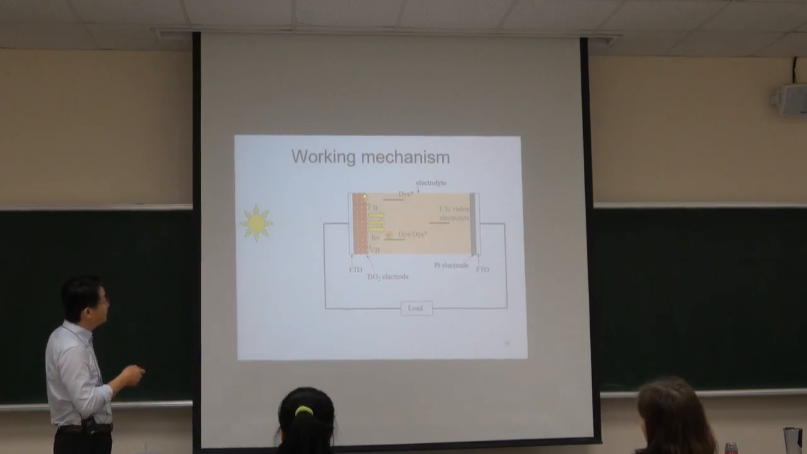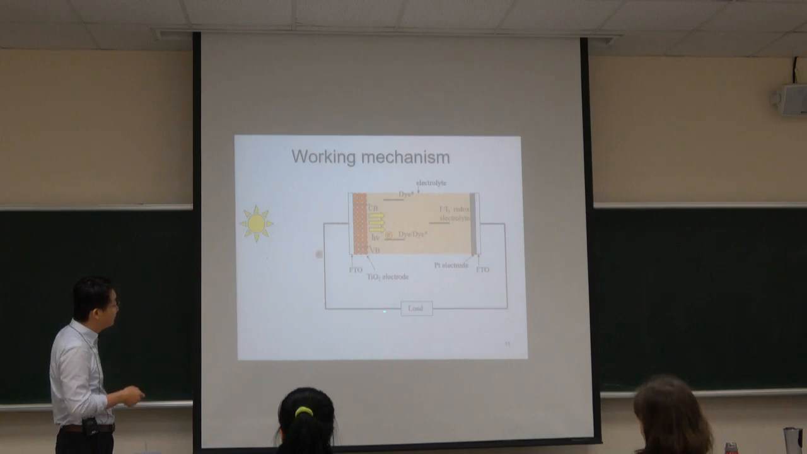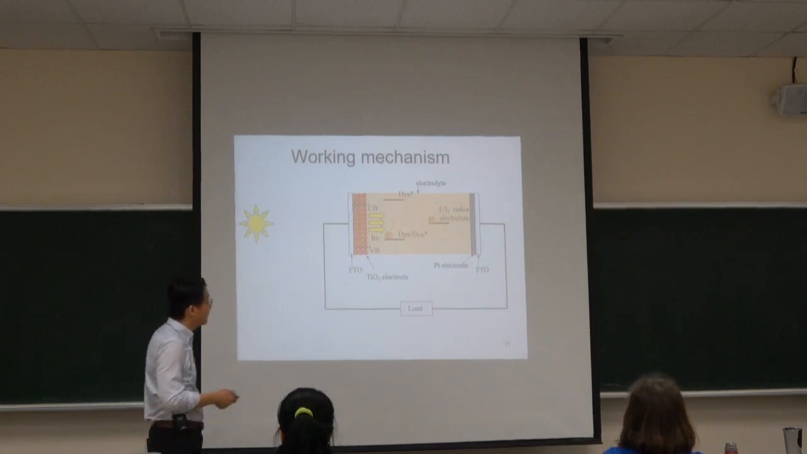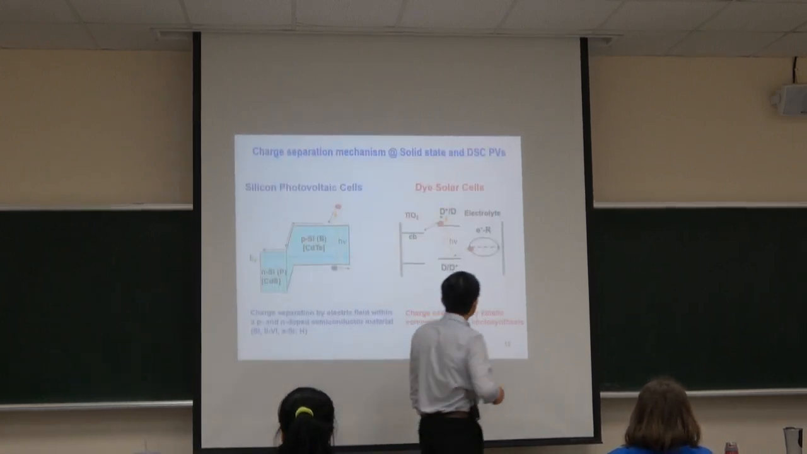You can see the electron is promoted to the conduction band and then flows to the external load. Then this electron reacts with the Pt. The Pt provides the electron to the electrolytes. So that is the cycle reaction.